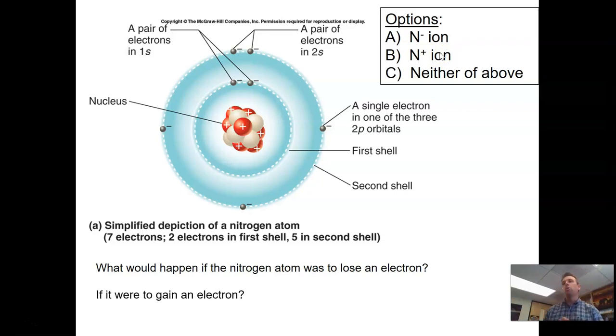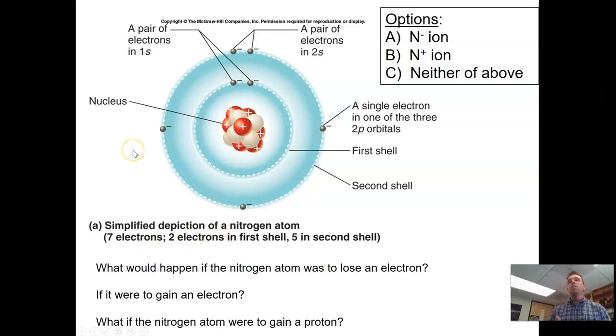If it were to gain an electron, what would happen? All right, so if we were starting back from the neutral nitrogen that had 7 electrons to counteract the 7 protons, if it were to gain an electron, then it's actually now going to have 8 electrons, 8 negative charges, and only the 7 protons. And so that's going to become an N- ion. So ions are basically generated when an atom gains or loses an electron. And if it gains an electron, it's going to become a negatively charged ion. If it loses an electron, it's going to become a positively charged ion.